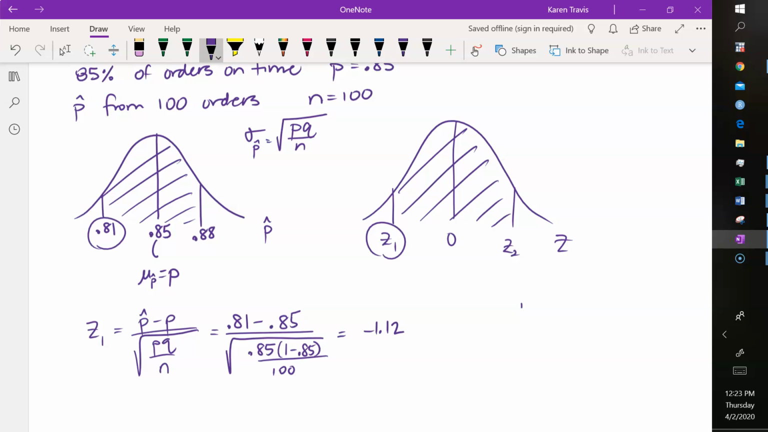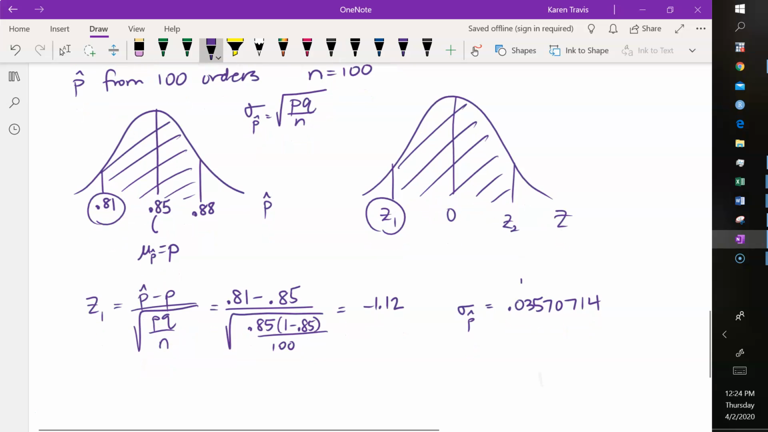1.12. If you're getting different values, make sure you do not do any rounding until the very end of the problem. Especially in proportion problems, when you're dividing by such small numbers, you'll get very different answers. So for example, the answer key that I'm looking at recorded all these digits in order to get the negative 1.12.